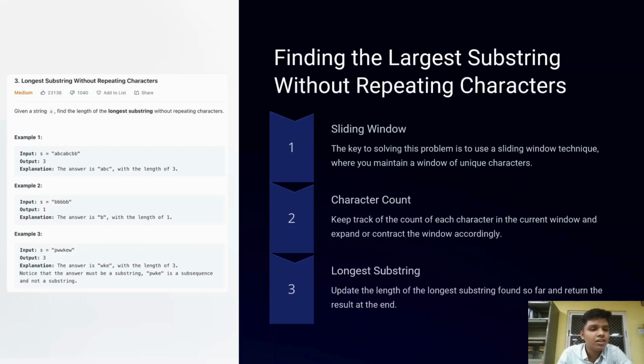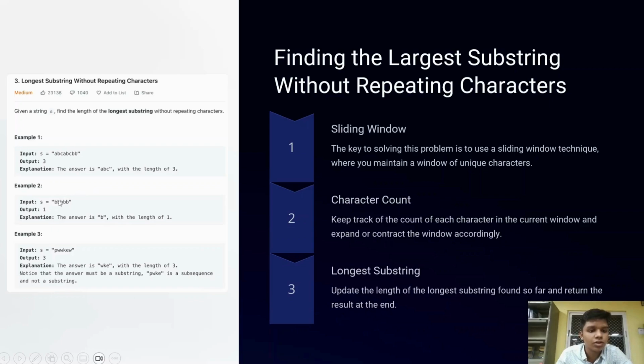Let us take example one, which is ABCABCBB. We have to find the longest substring and give the output as length. Here ABC is a substring without a repeating character. Next to the C, we have A, so it is repeating again. So ABC is a substring, and ABC is another substring, and B and B. There are four substrings, and the largest substring is ABC. So the output is 3.